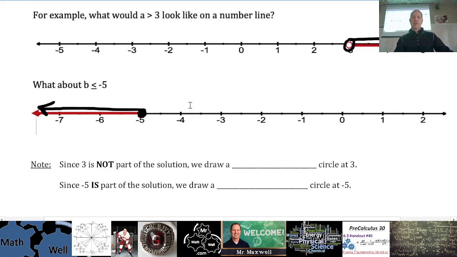So again, just to note what I said here, since in the first example 3 is not part of the solution, we draw an open circle at 3. And -5 is part of the solution, so we draw a solid circle here.